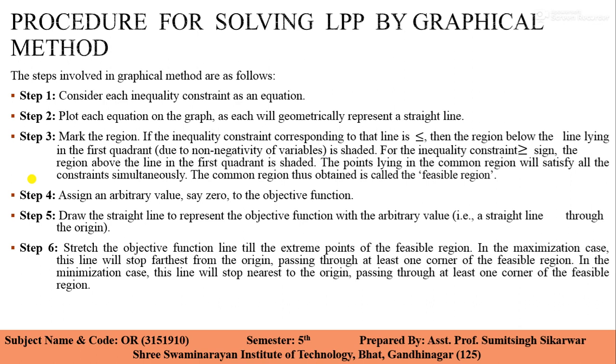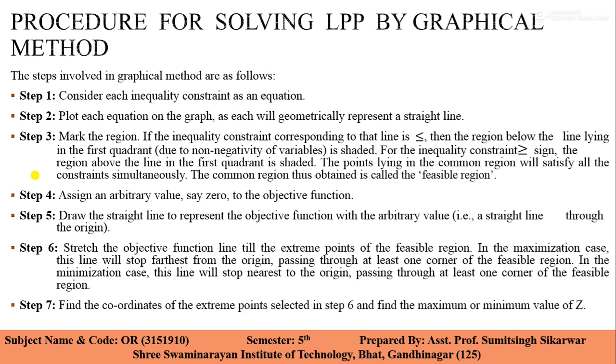In the minimization case, the line will stop nearest to origin and passing through at least one corner of feasible region. In step 7, we'll find out the coordinates of the extreme points selected in step 6 and we'll find the maximum or minimum value of the objective function z.